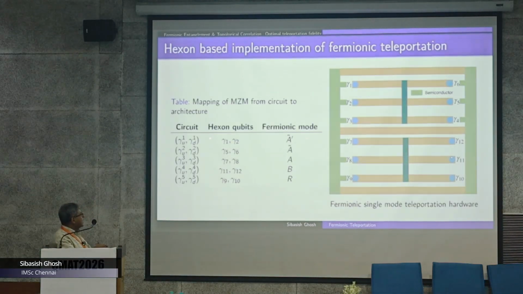So here is the table. For teleportation, this is one qubit, and this is the hardware for fermionic single-mode teleportation. This is one hexon qubit, and this is another hexon qubit. So this is the identification. You have this circuit, and the corresponding hexon qubits are gamma 1, gamma 2, which correspond to this mode. So for each mode you need these two Majorana zero modes. This is for A tilde prime, A tilde, A B.